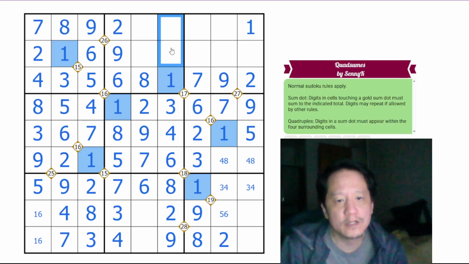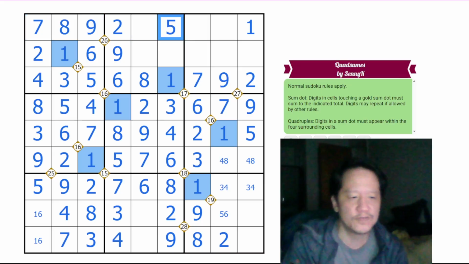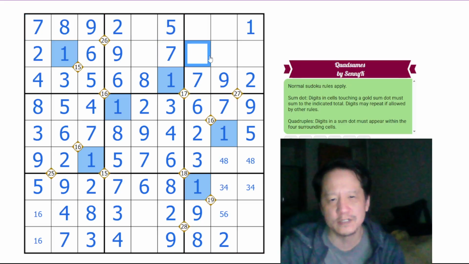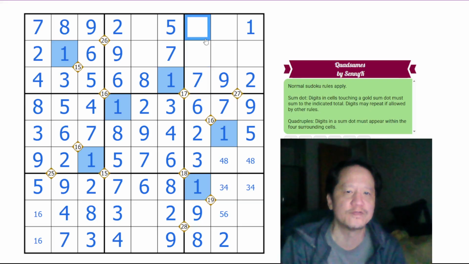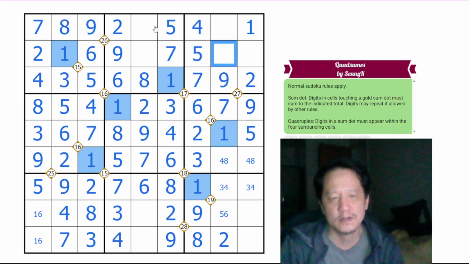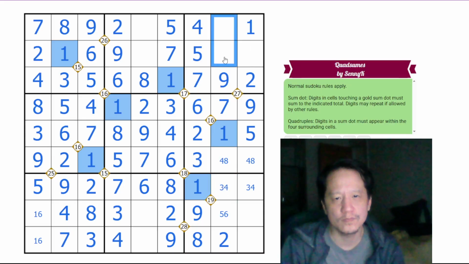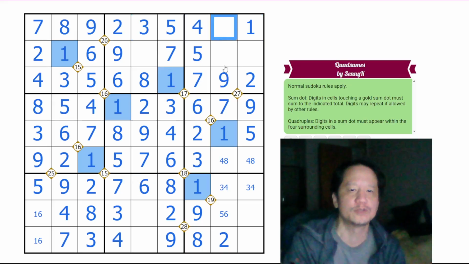Remaining digits in column 6, we have 5 and 7, and this can't be 7 because of 7 in the row, so this is 5, this is 7. Remaining digits in column 7 are 4 and 5. This can't be 5 because of 5 in the row, so this is 4, that's 5. Remaining digits in row 1, we have 3 and 6. 6 can't be here because of 6 in the column, so this is 3, which makes this 6.